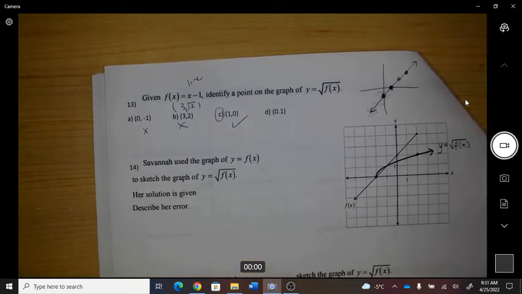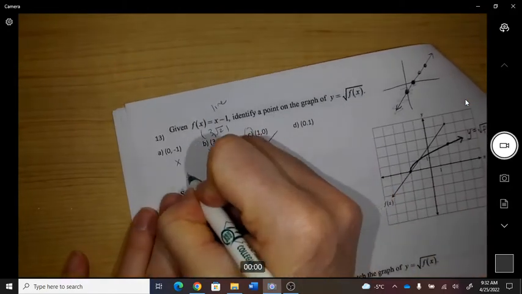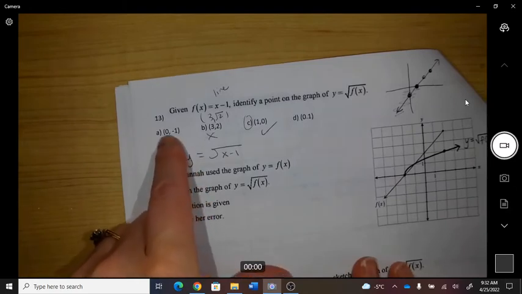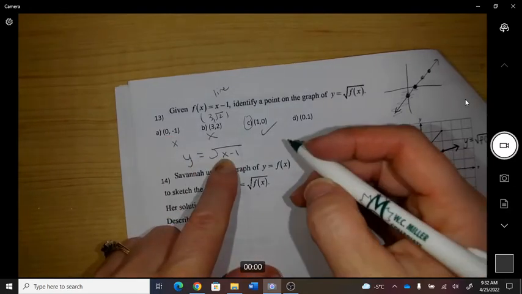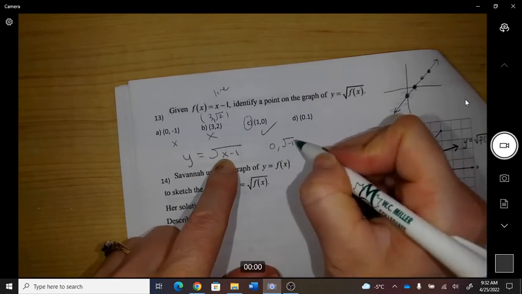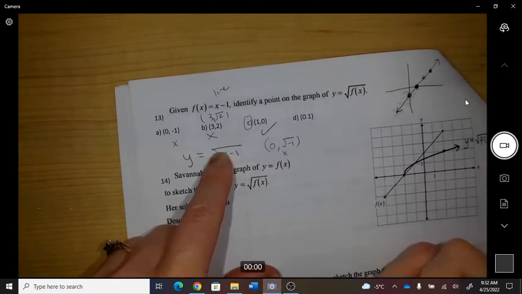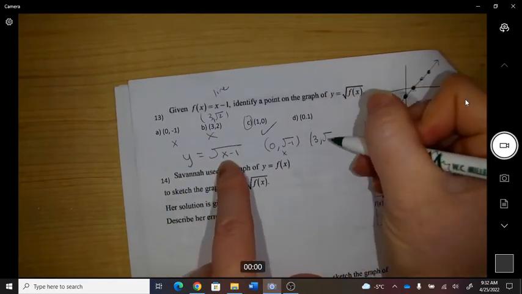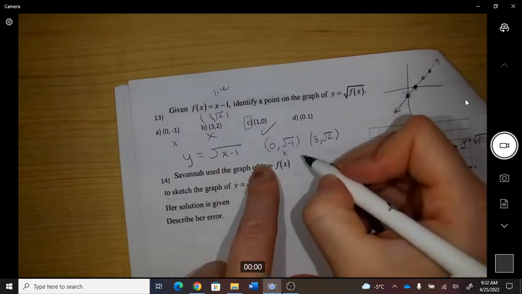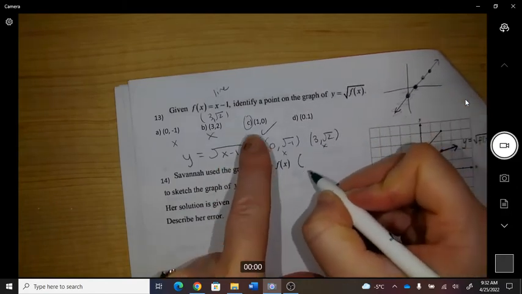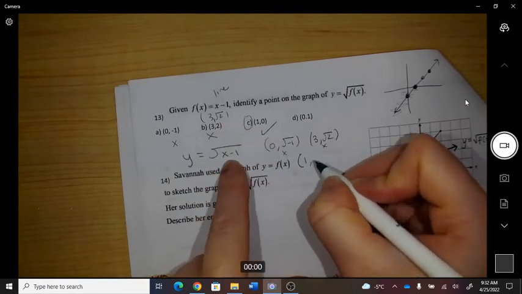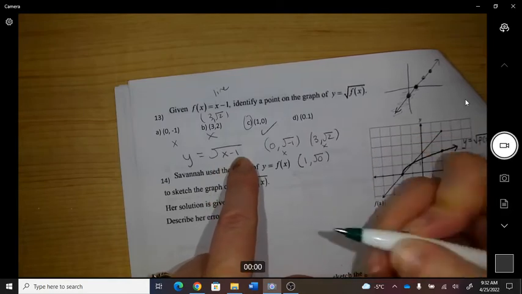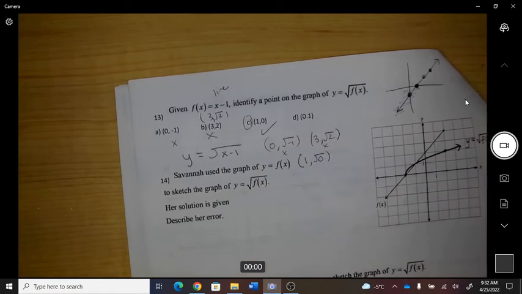If you wanted to do it algebraically, you would have y equals the square root of that. So if you plug in a 0, you would get the square root of negative 1, which doesn't work. If you plugged in a 3, you would get the square root of 3 minus 1, so that wouldn't work. If you plugged in a 1, you would get 1 subtract 1, which is the square root of 0, which is 0, okay, and so on.